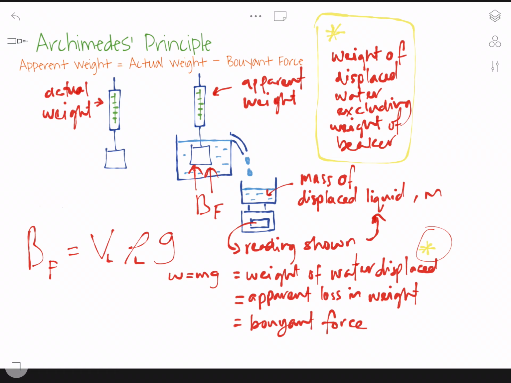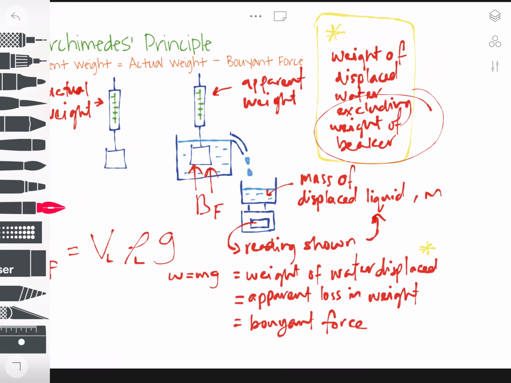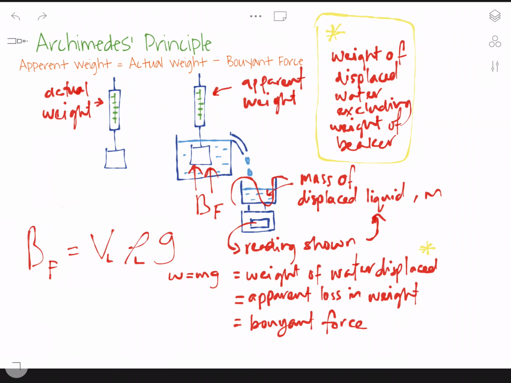And remember this, I put them out here. Here we need to read this. Weight of water displaced here means the weight of water displaced excluding the weight of the beaker. So we do not take into account the weight of the beaker. So if the question gives you the value of the total mass of liquid and the beaker, you need to subtract the mass of the beaker in order to find the mass of liquid displaced. Then you can use the formula to find the weight of water displaced.